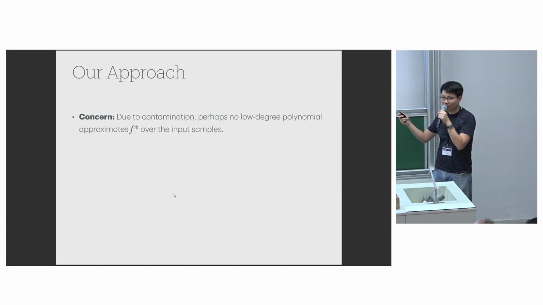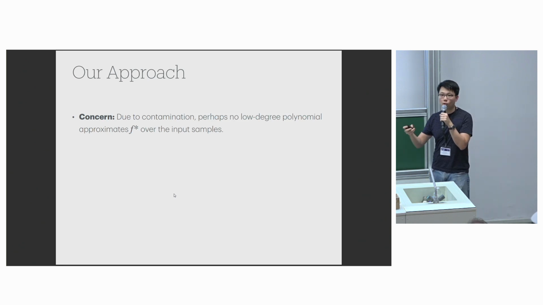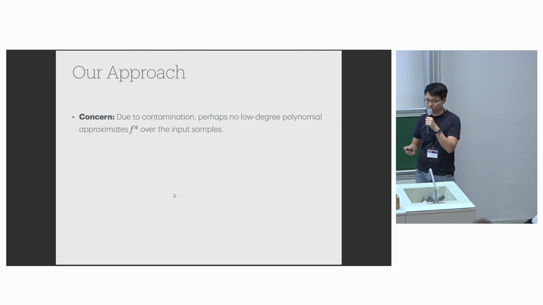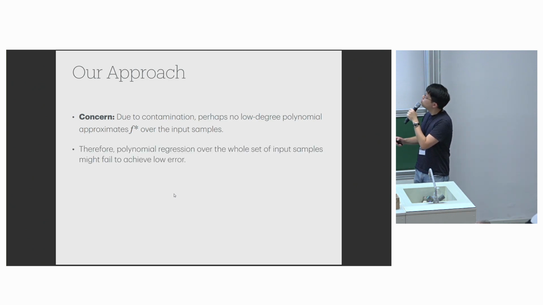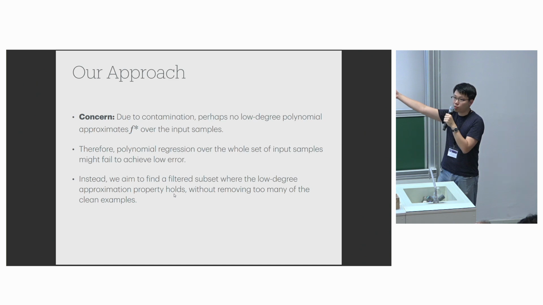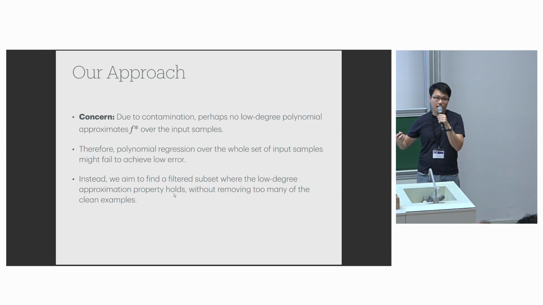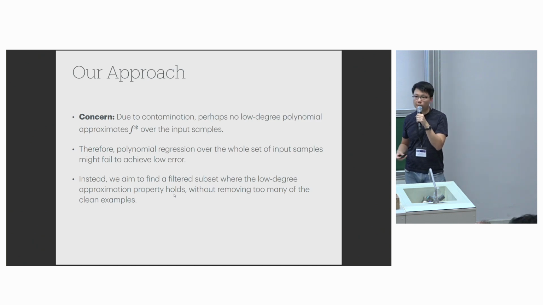Okay, so I'll tell you a little bit about the approach used by this work. So recall that the key concern with applying the LMN approach is that these polynomial approximations may no longer hold once I mess with the distribution in total variation distance. So how do you overcome this issue? You can't just naively use polynomial regression because the distribution has changed. So instead, the idea is we're going to try to find a subset of the examples that were given, such that the polynomial approximation property does hold, while not removing too many examples that we can learn from. This idea is inspired by unsupervised techniques in robust statistics.